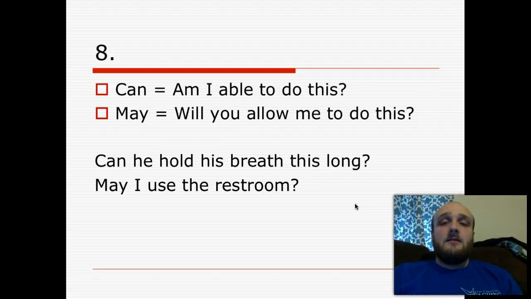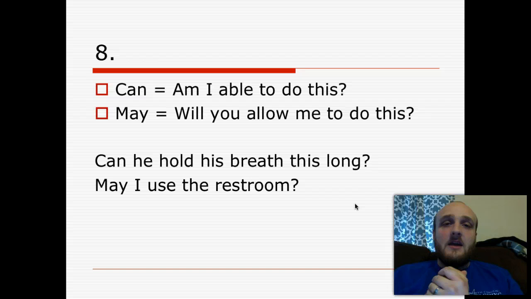Rule number 8. Can and may. This is one of my pet peeves as an English teacher. You do not ask me if you can go to the bathroom. You ask me if you may go to the bathroom. Okay, there is a big difference between those words.